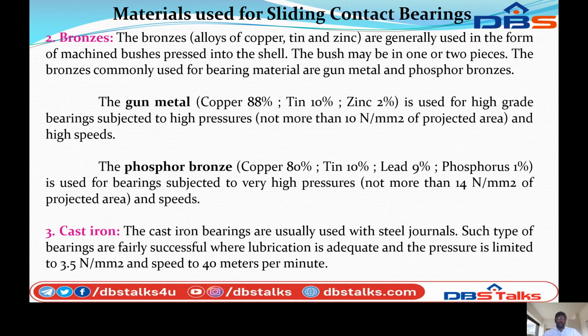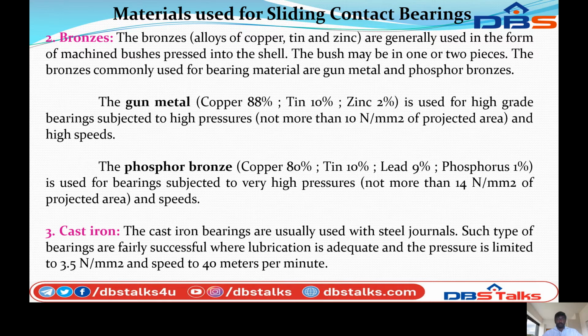The gunmetal composition is copper 88%, tin 10%, zinc 2%. It is used for high grade bearings subjected to high pressures, not more than 10 Newton per mm square of projected area, and high speeds. So it will be used in high grade bearing surfaces subjected to high pressure and high speeds.